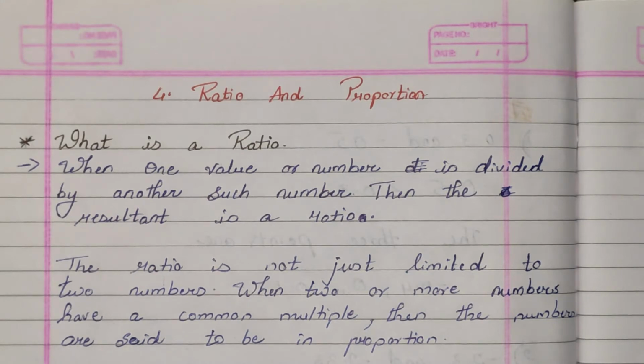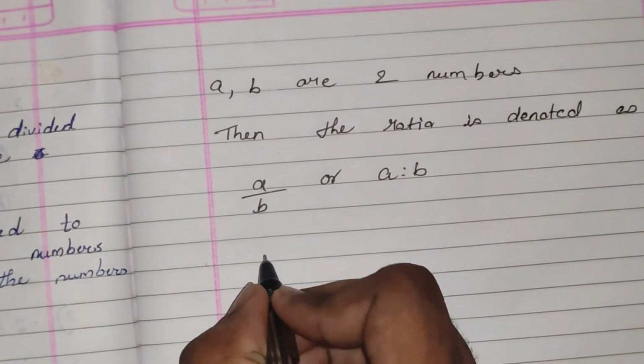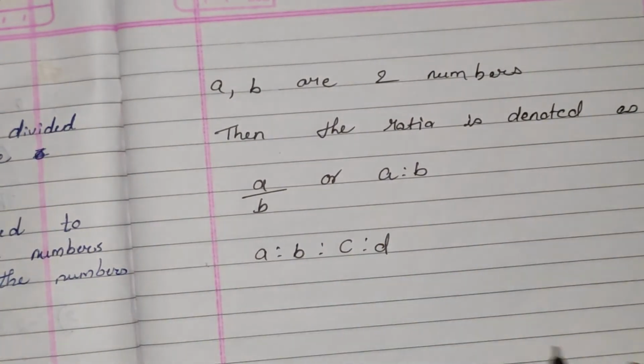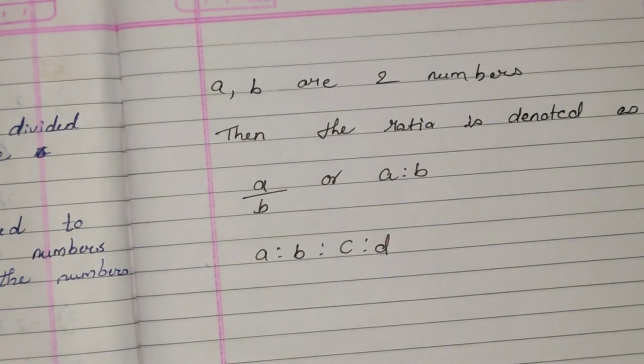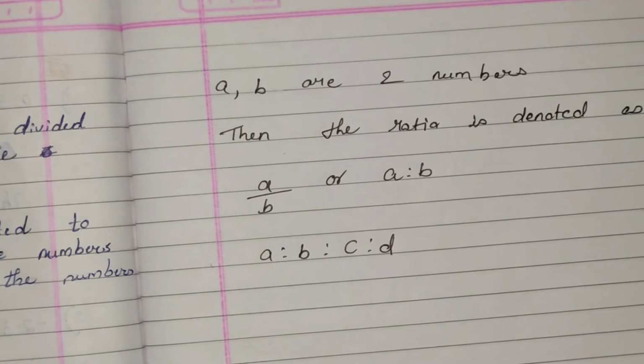Now, is the ratio related to only two numbers? No. Ratio goes on to multiple numbers. When there are two or more numbers which have a common multiple, then such a ratio is called a proportion. Now, let us see the numbers A is to B, is to C, is to D. All these numbers are in a single ratio, and this ratio is called a proportion of the four numbers.